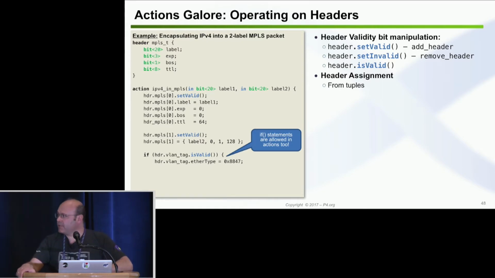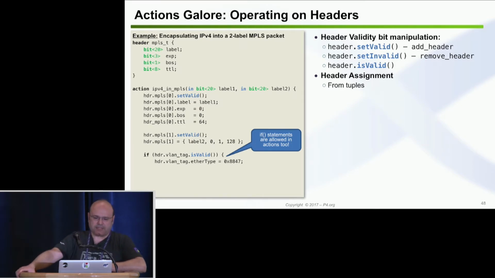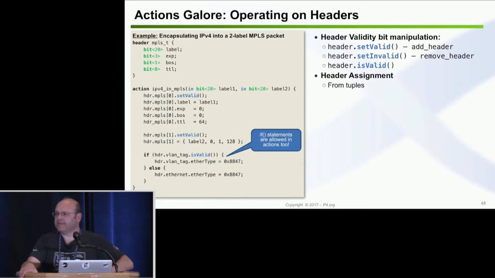So here I'm showing that inside the action I can even use the if statement. If I have a VLAN tag, then I will set the ether type inside the VLAN tag. Otherwise, I'll set the ether type right in the Ethernet header. This is a more complex action than we saw before. But actually, what's interesting is that on many types of hardware, if you think about it, it can also be done in one cycle and fully parallelized. So it's actually not an outrageous example.